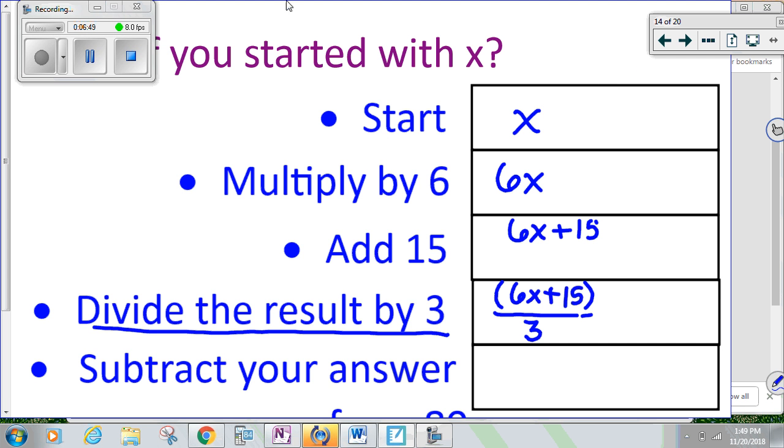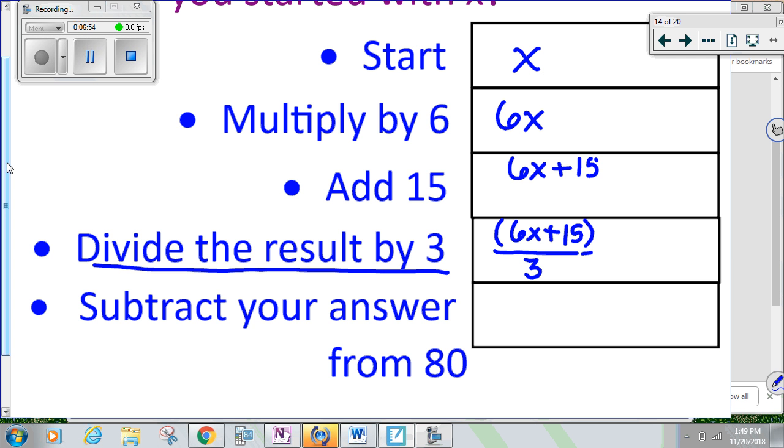And then finally, I'm going to subtract that answer from 80. So that means 80 goes at the beginning. 6x plus 15, all divided by 3. That way, no matter what number x is, I can simplify that expression by using 80 minus the quantity 6x plus 15, divided by 3.